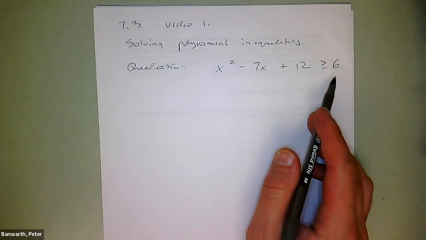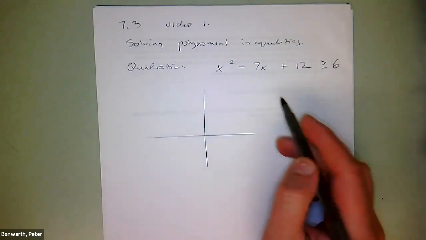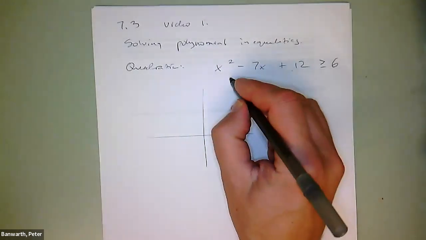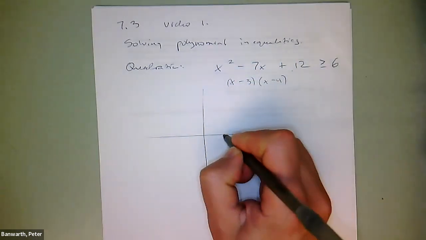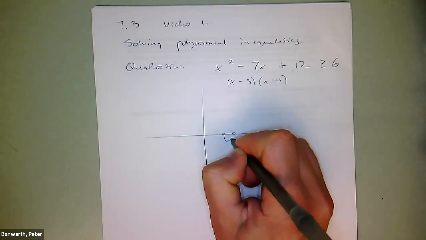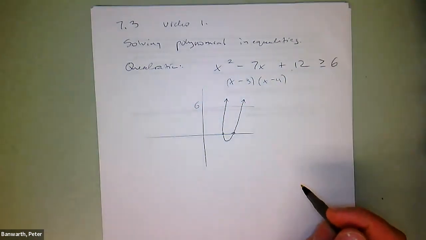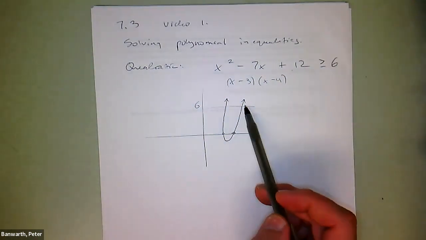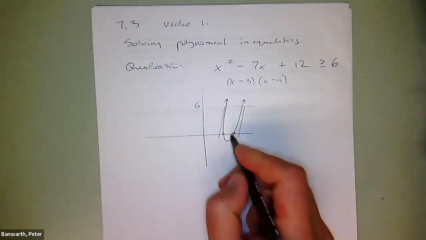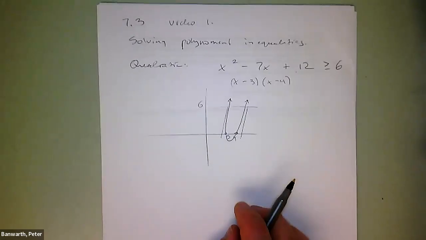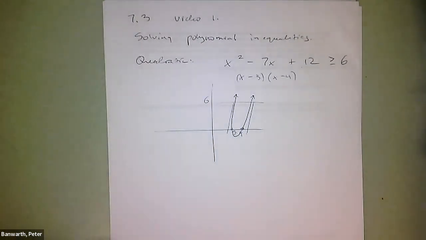There's a couple of ways to solve this. The first thing you could do is graph it just to get a sense of what's going on. Actually, maybe even factor it first. That's x minus 3 and x minus 4. So it's going to look something like this, and it goes up. And if this is 6, you can see that it should be an interval, something a little smaller than 3 and something a little bigger than 4.